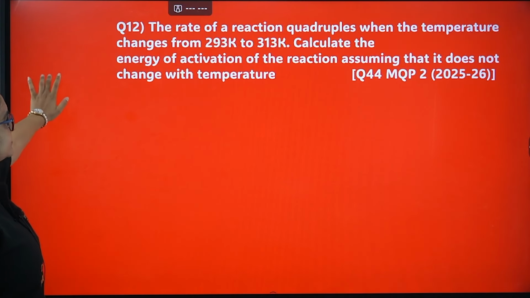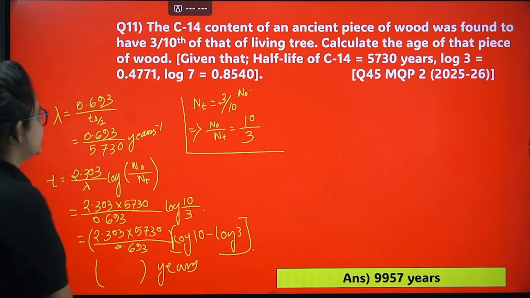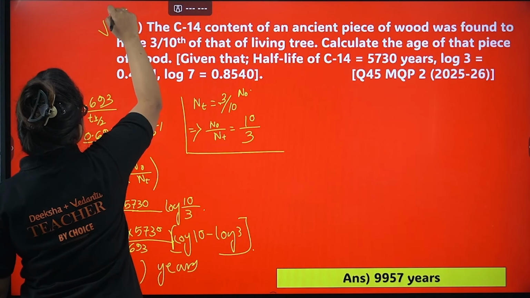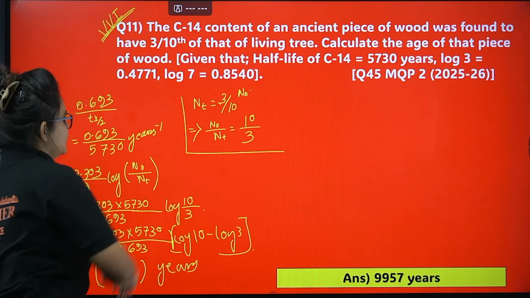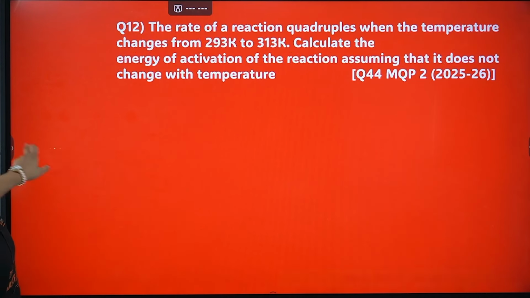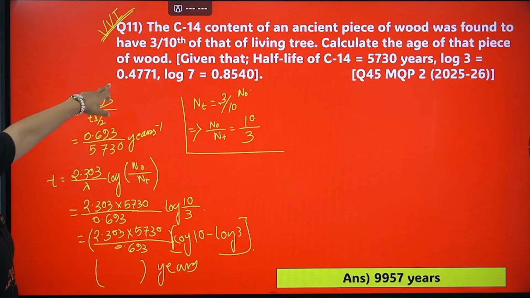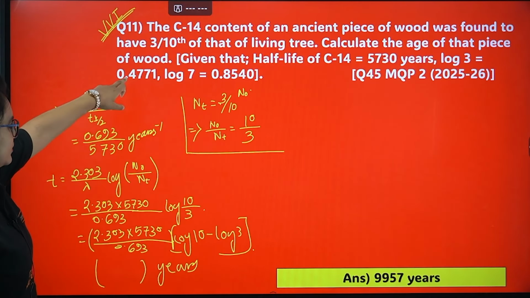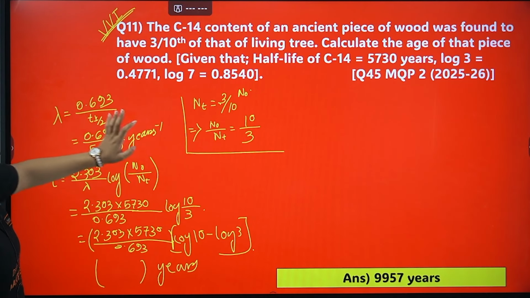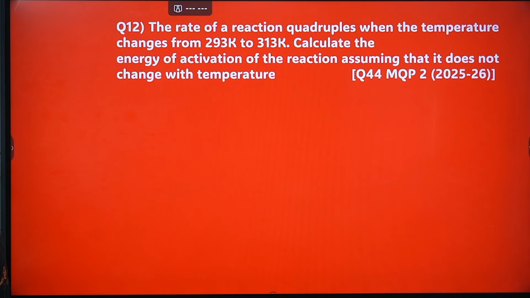Let's go ahead. One more thing I wanted to tell: this particular problem is very, very important for this year. Make sure you are doing it. Log 3 value is also given, so you can just put the value like that.